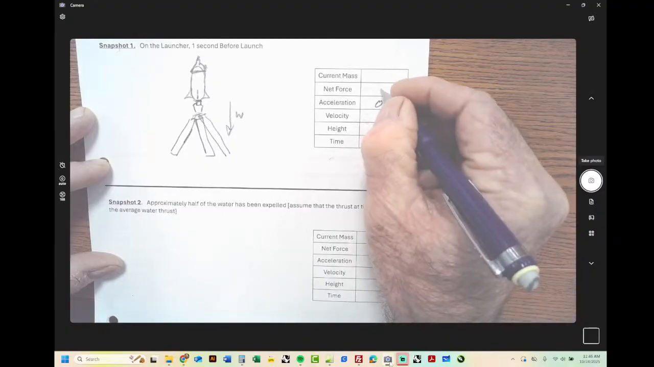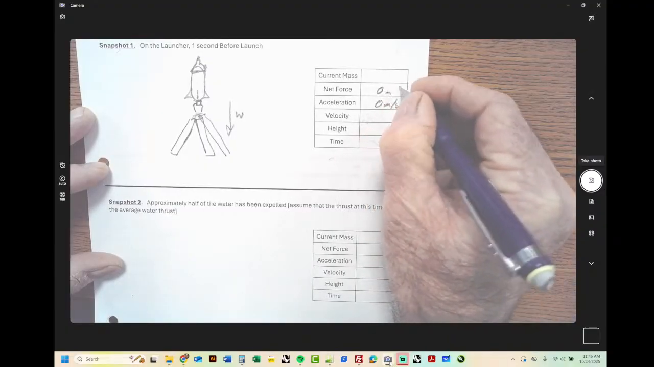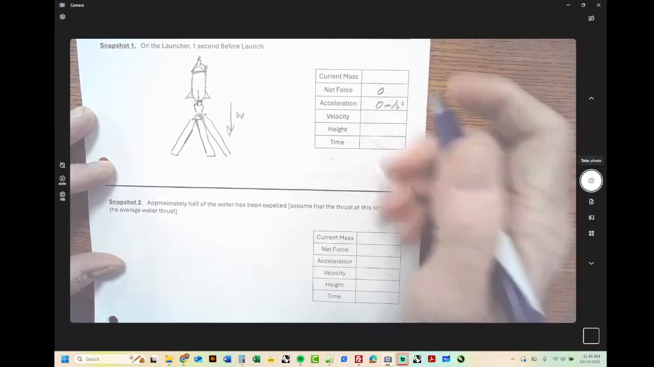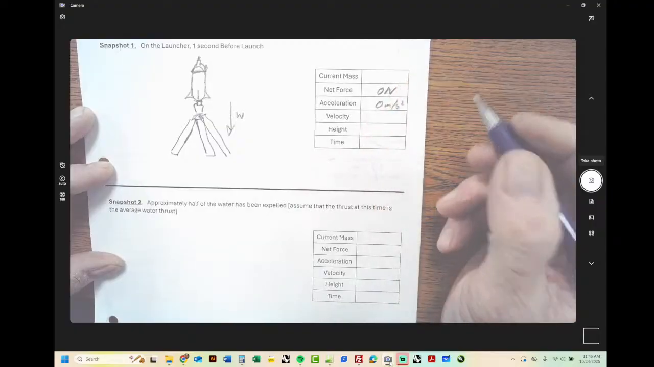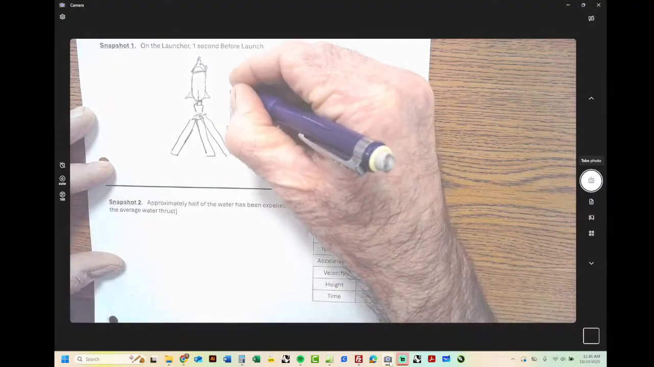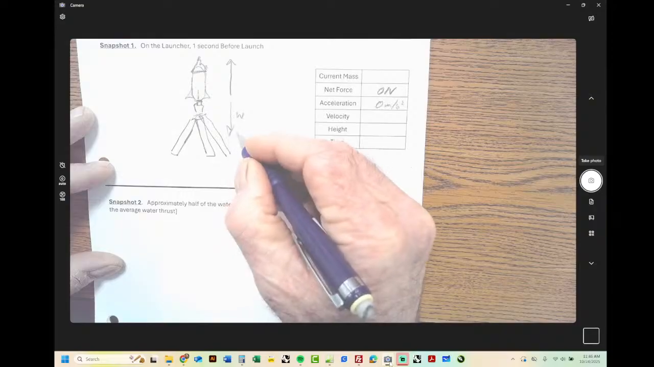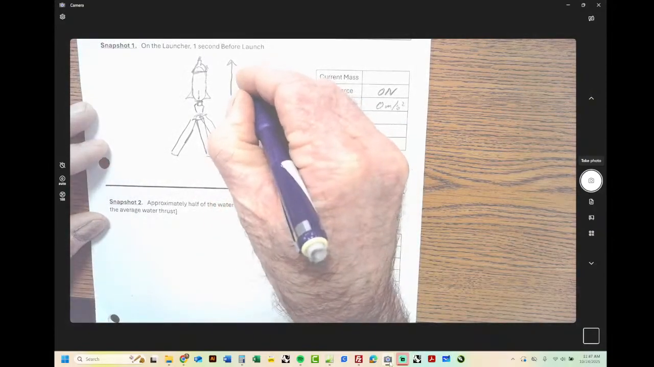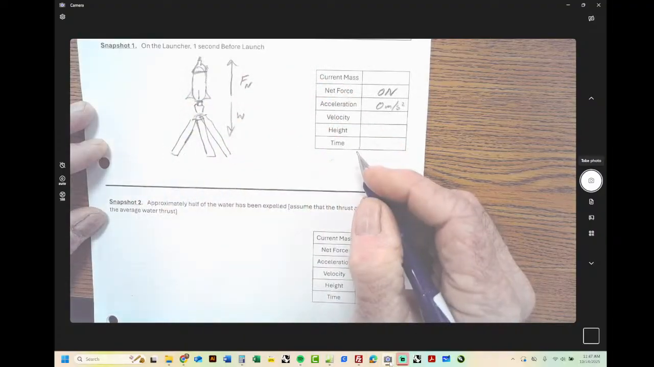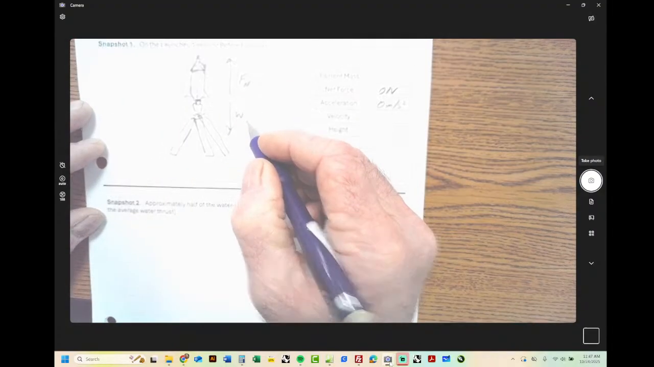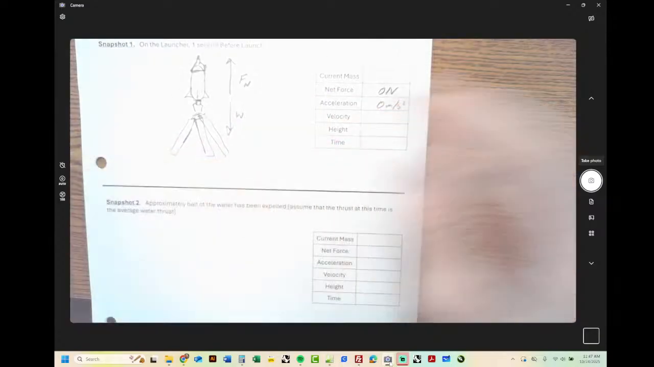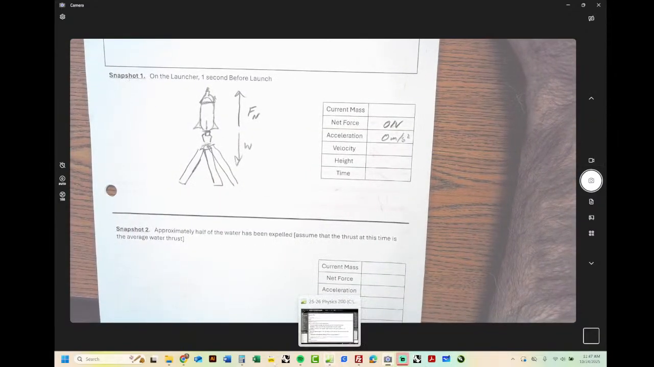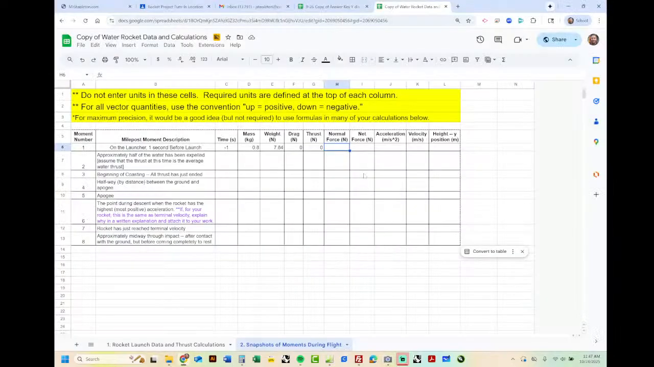And that means the net force has to be 0 newtons. And if the net force is 0, there's got to be some other force that's up that's equal to weight. And it's not drag or thrust or anything. It's got to be the normal force. This is the force of the launcher pushing up. So the normal force is equal to the weight, but it's opposite. So I'll come back to this and finish this up in just a second.